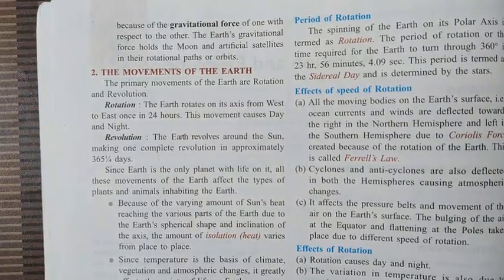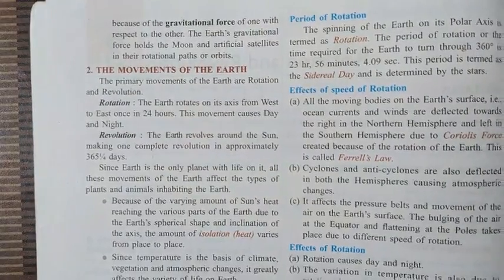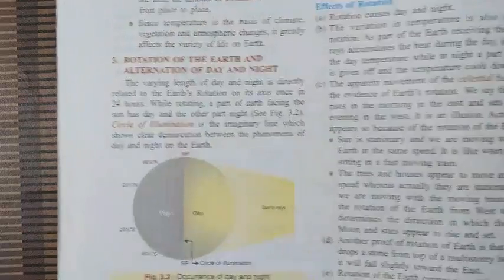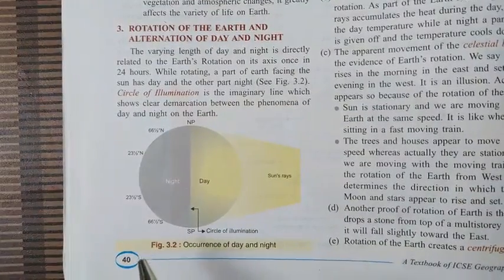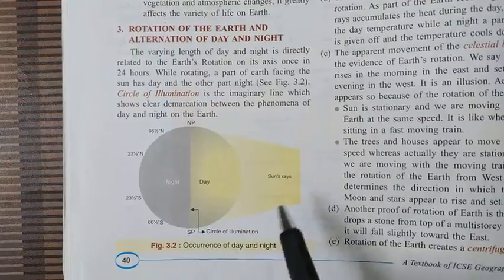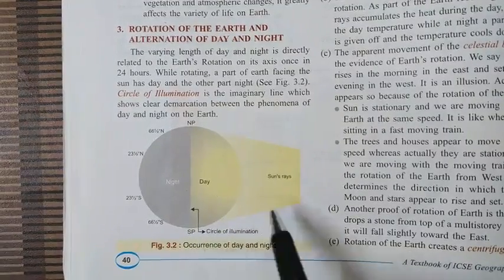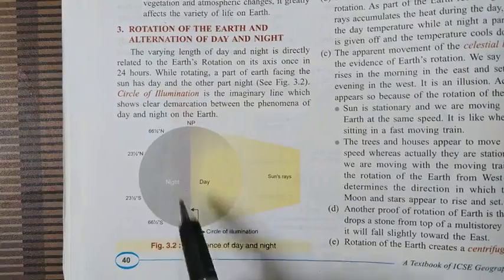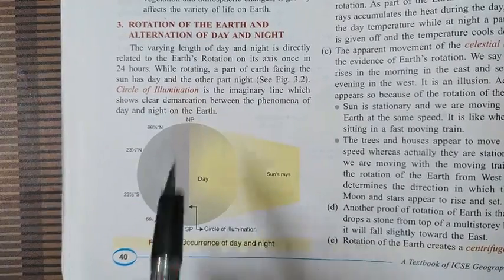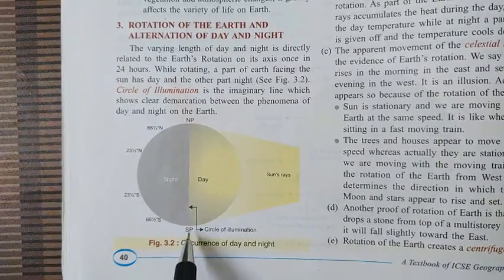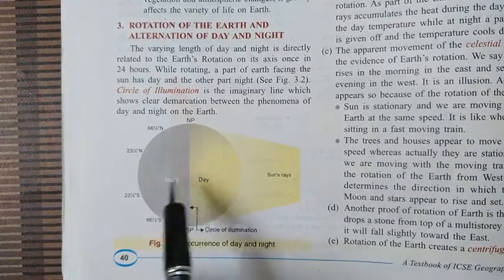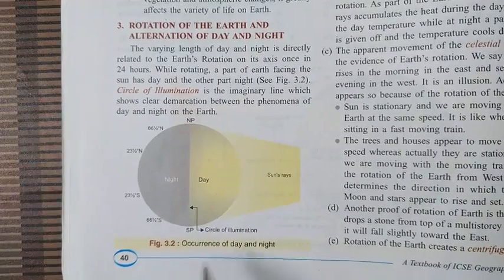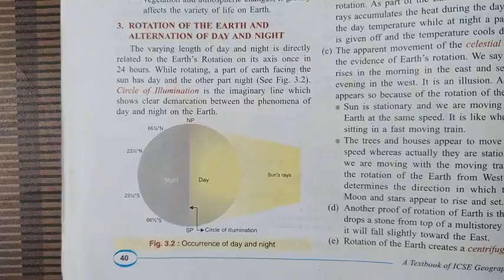This is called revolution. But now let's see what happens during rotation as the Earth rotates on its axis. The sun's rays, as they fall on the Earth, form one circle. This circle around the Earth separates day and night, and it is called the circle of illumination.